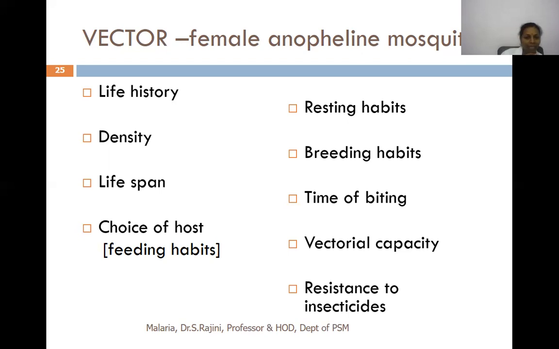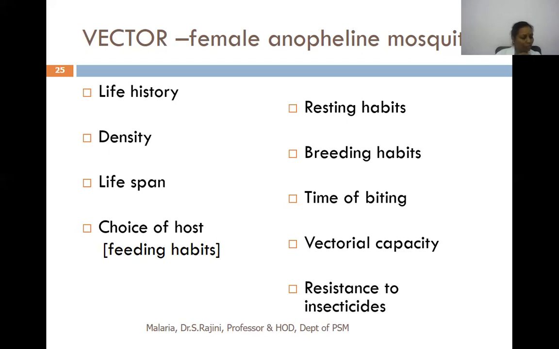What about the breeding habits? Breeding habits of mosquitoes have to do with moving water, stagnated water, and they also breed in artificially stored water. So different mosquitoes breed in different places. So anti-larval measures are used in all these different types of water sources.